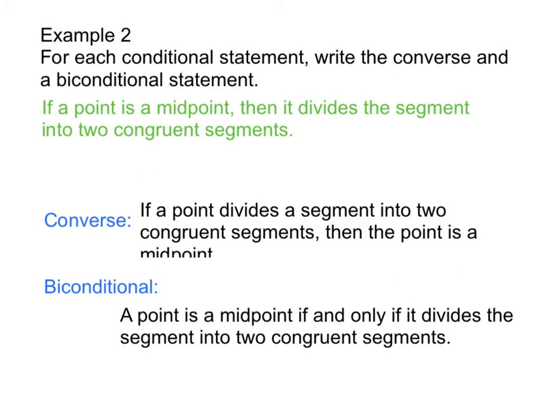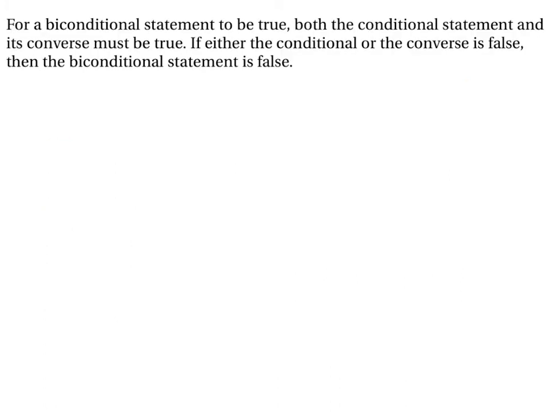And now we write our biconditional. We get rid of the if-then statement. And we would say a point is a midpoint if and only if it divides a segment into two congruent segments. That's it. A converse and a biconditional are really not that hard once you understand what a biconditional statement is. Now this is important.